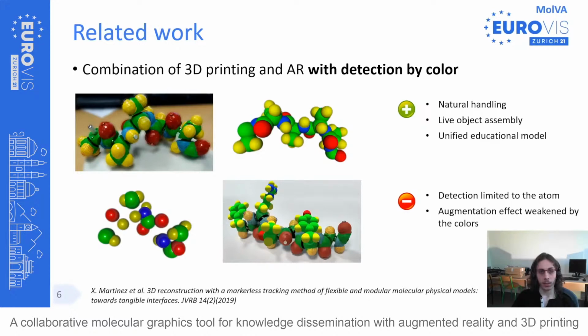In 2019, the combination of 3D printing with augmented reality was also proposed by Martinez et al. in the context of teaching, to help students understand the construction and conformation of molecules. The manipulation is natural thanks to the physical elements, and the assembly of them is interactive. They use various color patterns and the detection method is by color. This technique presents for us several disadvantages. Indeed, it's restricted to the atom or group of atoms, and its detection by color can degrade the quality of the possibilities of augmentation.